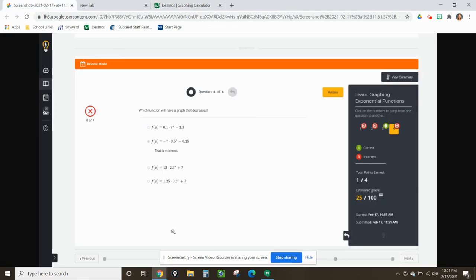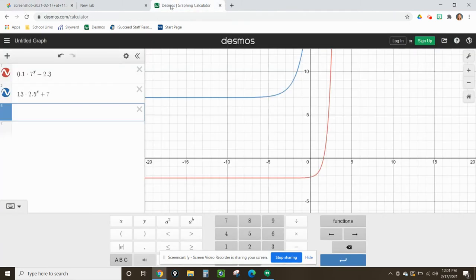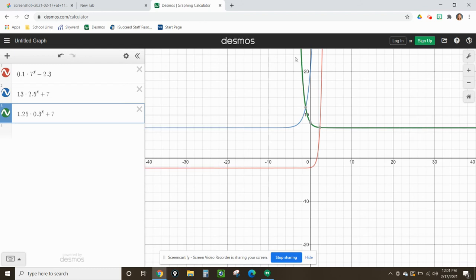Let's look at that last choice here. 1.25 times 0.3 to the x, and plus 7. So you can see that this green graph, let me zoom out a little so you can see better. The green graph from left to right is decreasing, it's going down.